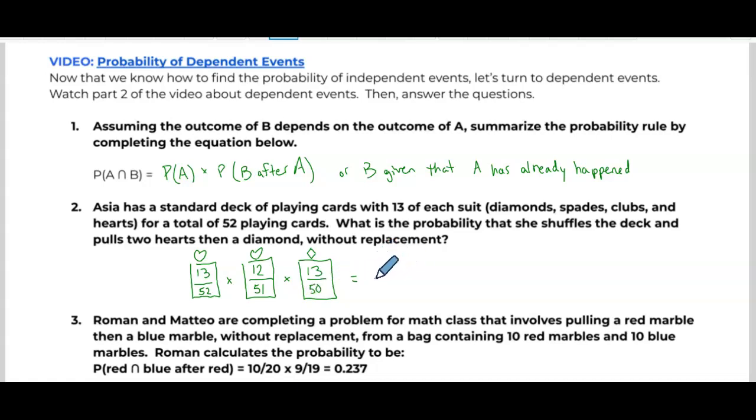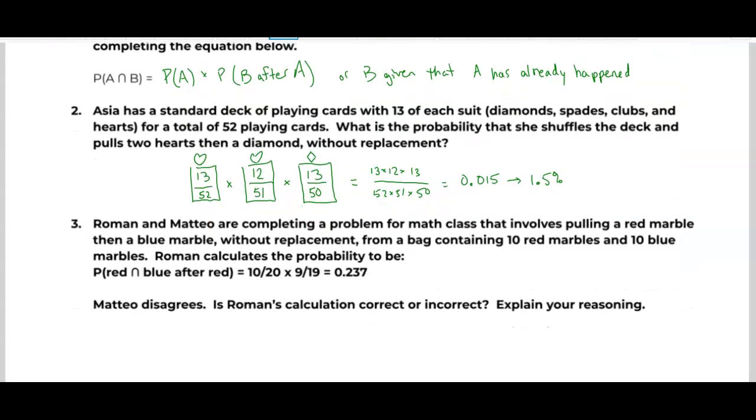Now if you make a fraction bar first and you just put all of those components into your fraction, that'll get you there. And what I got for a decimal was 0.015, and so that's about 1.5%. Okay, so multiple events where the first one affects the next one affects the next one. That's where we have to consider how the probabilities change.